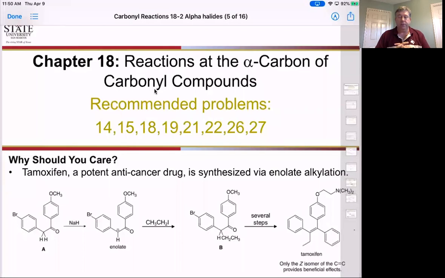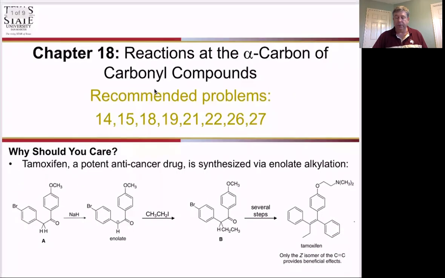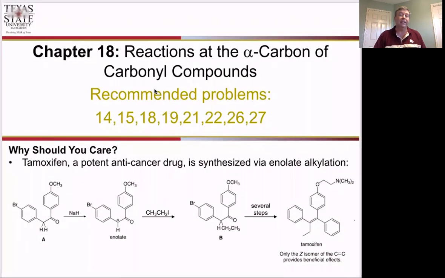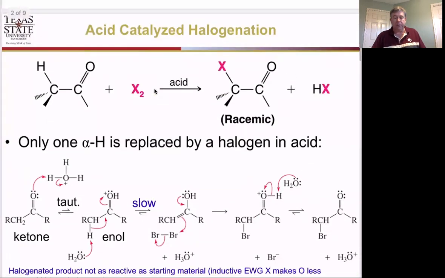Okay, organic chemistry 2342. We're going to continue on with chapter 18, part 2. What kind of reactions can we do with these alpha carbons of the carbonyls? So one of the first reactions I'd like to share with you is we can actually do halogenation at that alpha carbon, okay? So we have a couple different ways to do it.